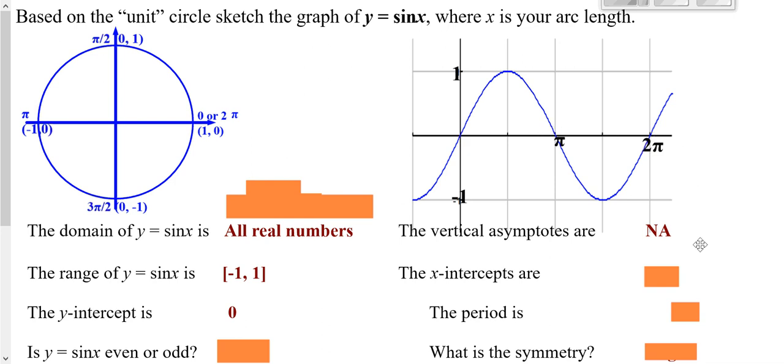Pi, 2 pi, then it would be 3 pi. So really any multiple of pi. And then our period is 2 pi. You have to go 2 pi before you start to repeat.